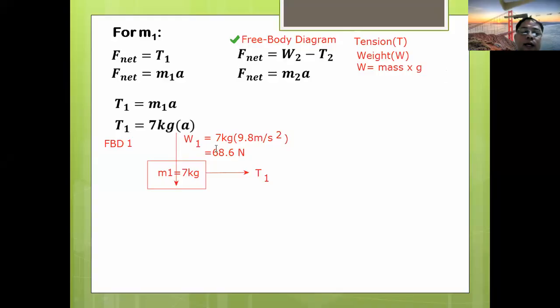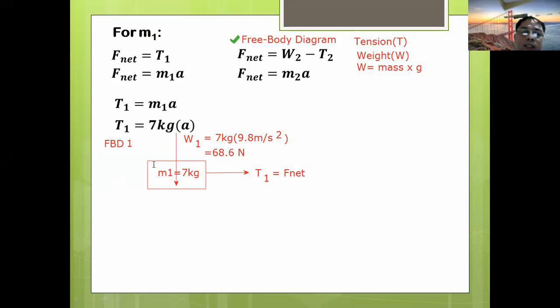The value of our weight 1 is directed downward. Weight is always directed to the center of the earth. The tension is going to the right. So the weight is 68.6 newtons, and then we have a value of tension. Our tension is not the one causing... rather, the weight is not creating any motion, because this object is held on a table. So weight 1 is not causing any motion at all.